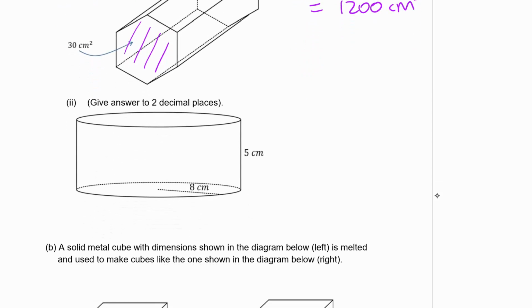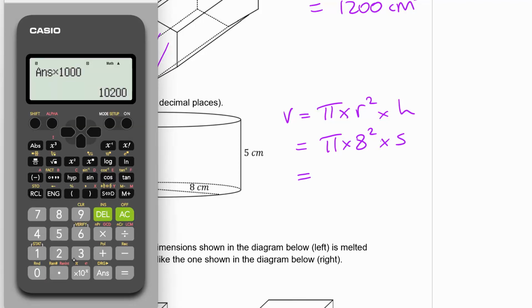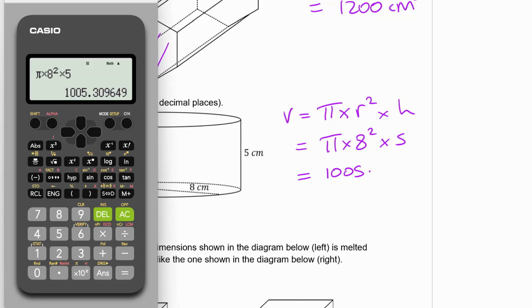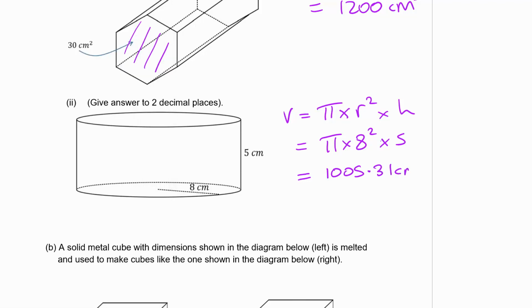And then we have this cylinder, and we know that the volume of a cylinder is the area of the end, which is pi r squared, and then times by the height. So that's going to be pi times 8 squared times 5, and we just need to calculate that. So that's shift pi times 8 squared times 5, and that gives me 1,005, and they've got 2 decimal places, and that will be 0.31. And that would be in cubic centimeters as well.